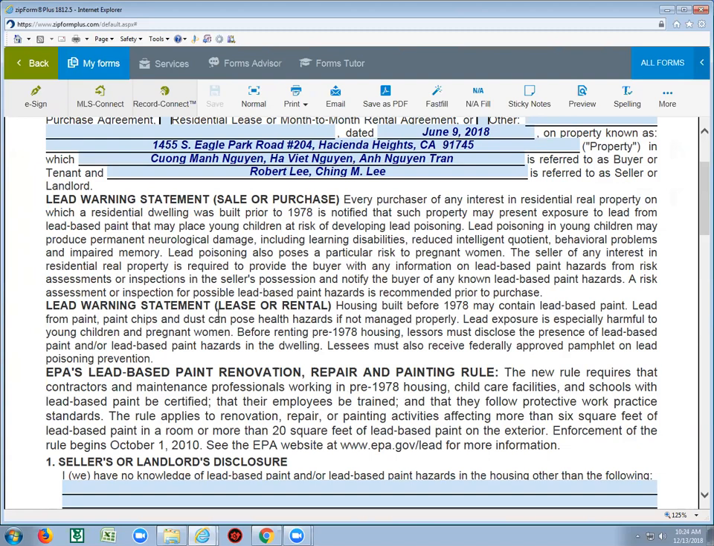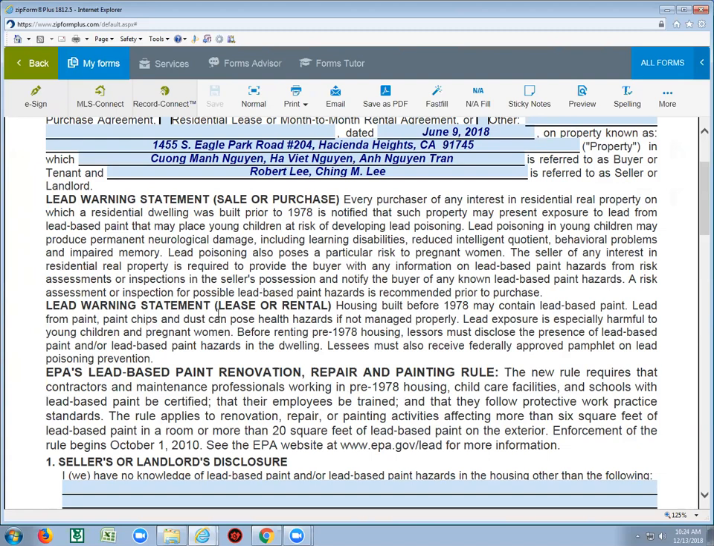The seller of any interest in residential real property is required to provide the buyers any information on lead-based paint hazards from risk assessments or inspections in the seller's possession and notify the buyer of any known lead-based paint hazards. A risk assessment or inspection for possible lead-based paint hazards is recommended prior to purchase. We always sign this form. Do we actually do the lead-based paint inspection? At least not from my buyer or my tenant.